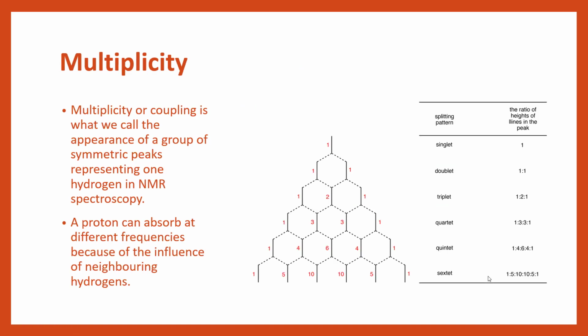Okay, so you've watched the video now on chemical equivalency, and you've also looked at multiplicity. So you've had two Khan Academy videos there to watch as well, so please do make sure you have watched them because they give a really lovely explanation of the two. So just to summarise, multiplicity is what we call the appearance of a group of symmetrical peaks representing a hydrogen or a group of equivalent hydrogens in our NMR spectroscopy.